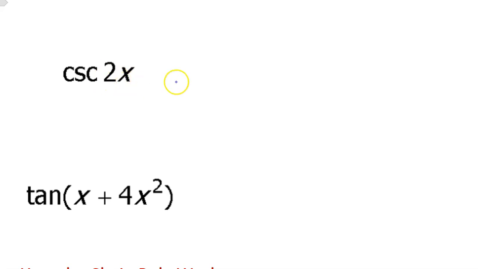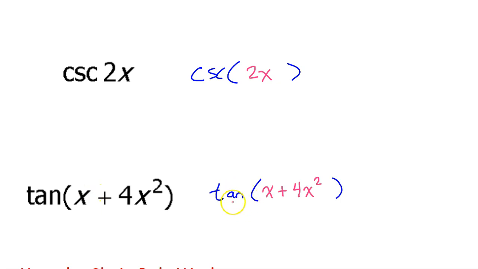We would need the chain rule on this one because we have this outer function cosecant and then the inner function of 2x. Trig functions are usually pretty obvious when we need the chain rule. If there's anything inside the trig function other than just an x, we're going to need the chain rule. Of course, the outer function is the tangent function, and the inner function is the x plus 4x squared.